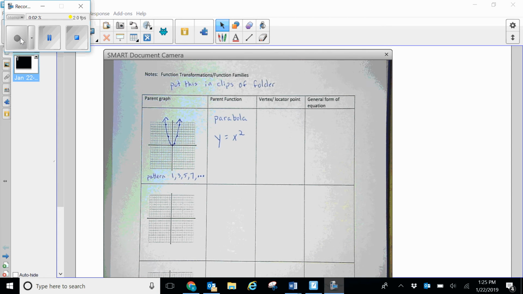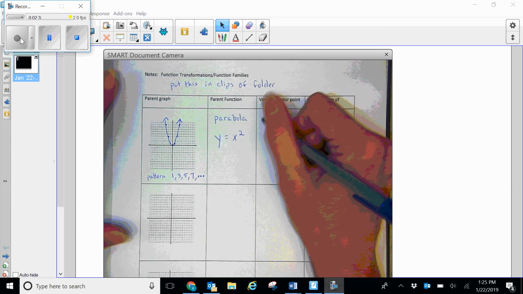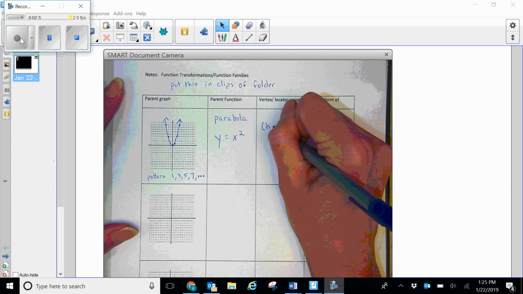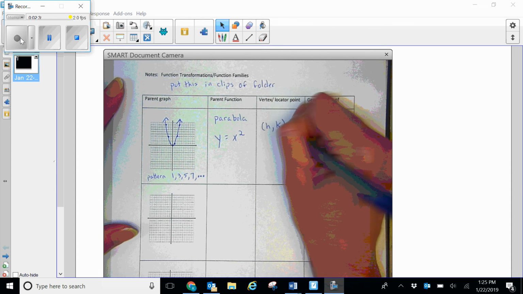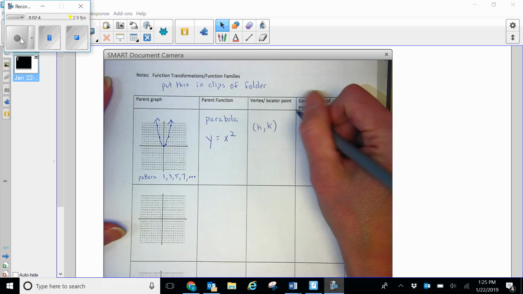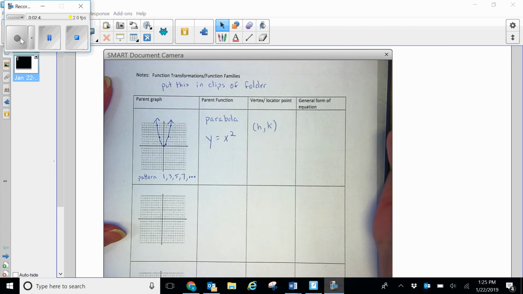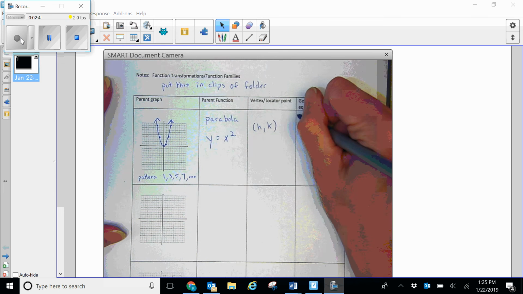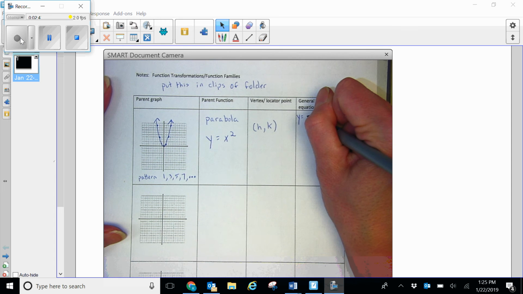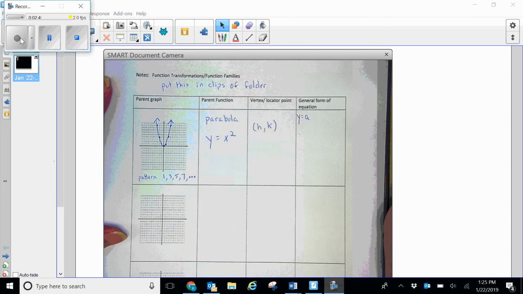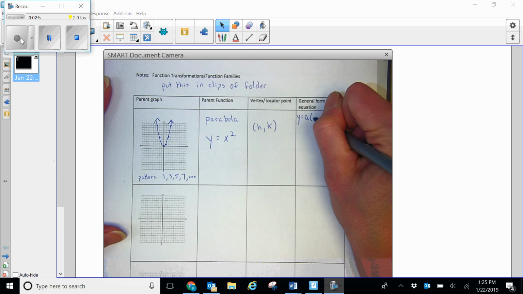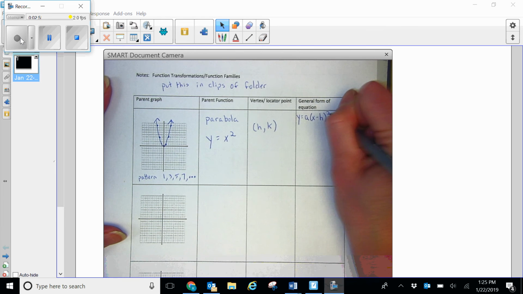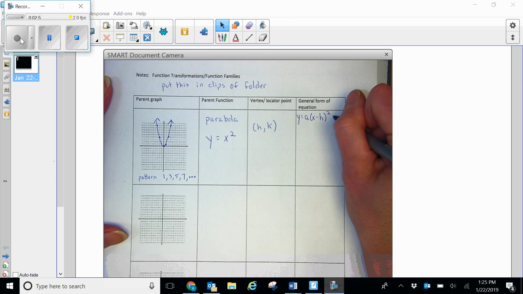As long as I can find the vertex, I'm good. We call the vertex (h, k). We looked at that last week. And finally, the general form for the equation. I'm going to write pretty small because I'm going to add some more things in this box. y equals a, which is our stretch, compress, or flip value, times (x minus h) squared, plus k.